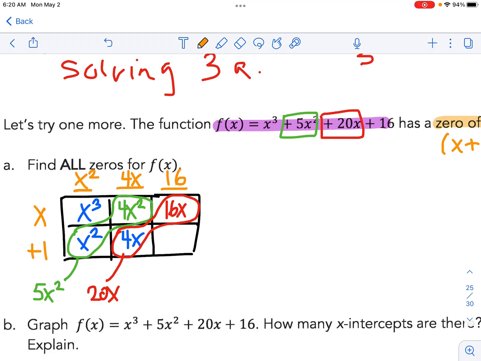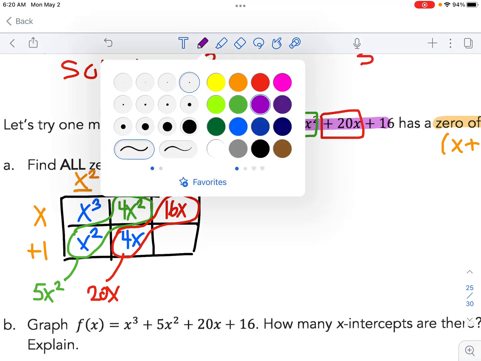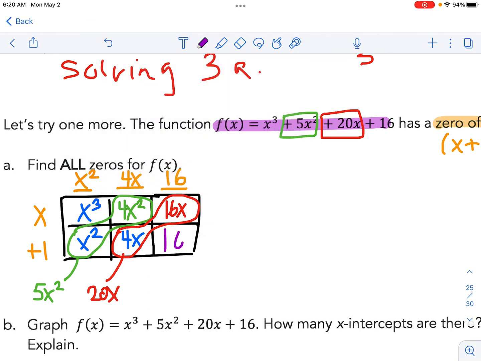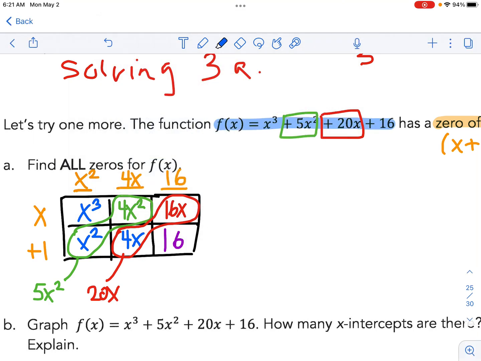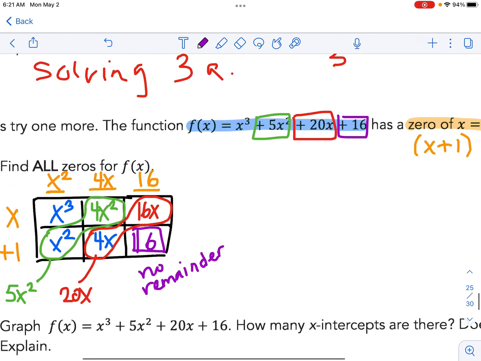We play fill in the blank. This must need to be a 16. We play the multiply game. This times this is 16. And we know that we should have a 16. We could have filled this in from the beginning. I think I used the wrong highlighter there. Let me get rid of that highlighter, make it blue, because products are supposed to be blue. It's my own little color coding. And so we make the 16 at the end here, so we know we have no remainder, which we shouldn't, because we were told that x equals -1 is a zero.